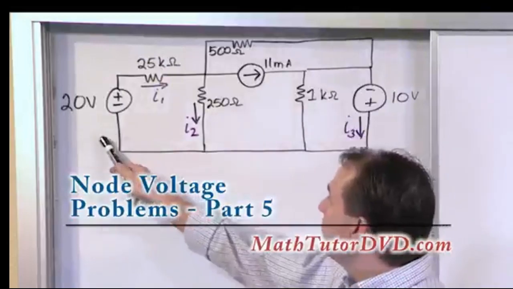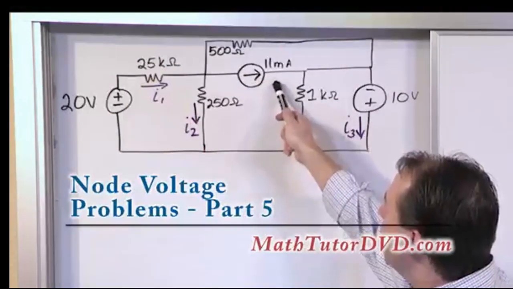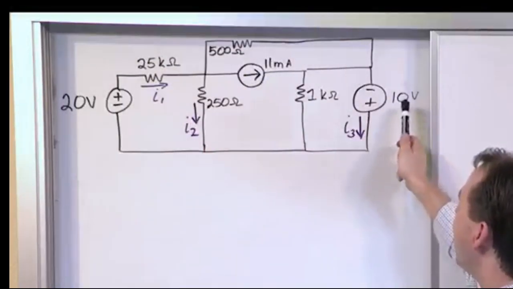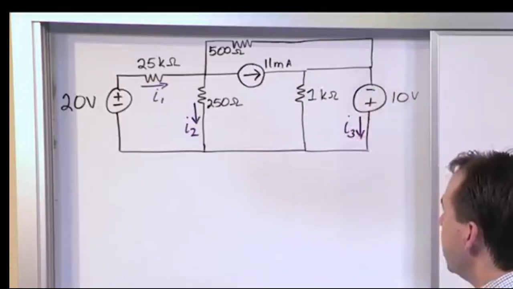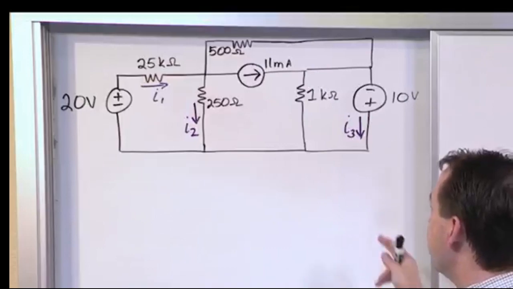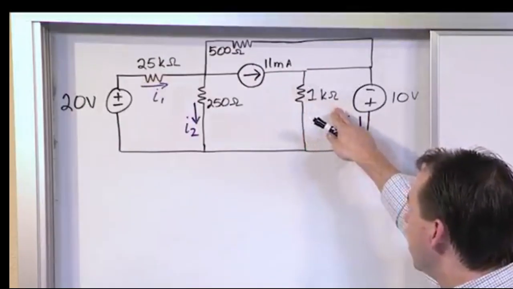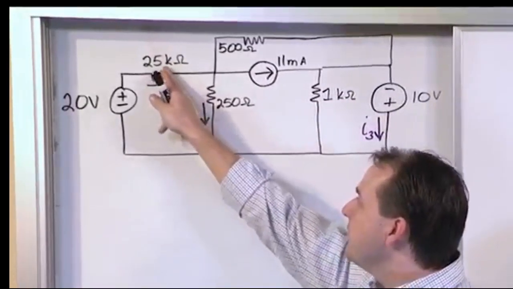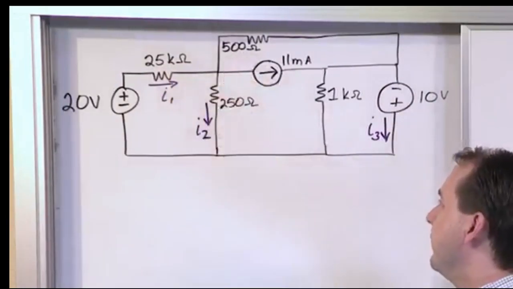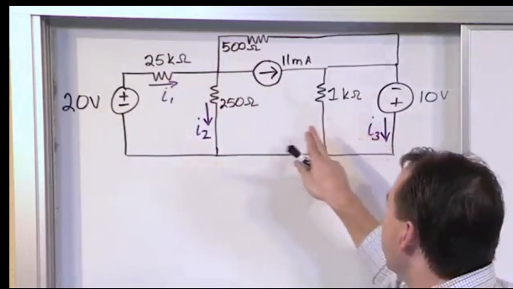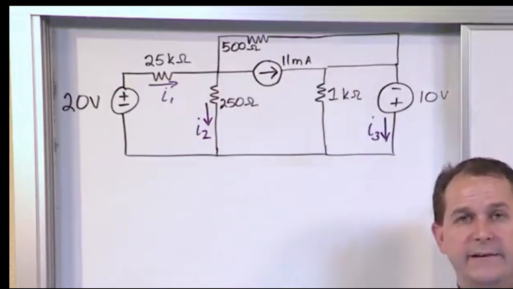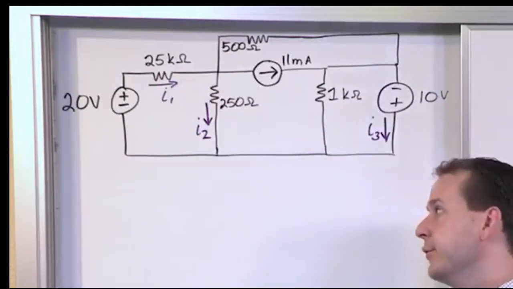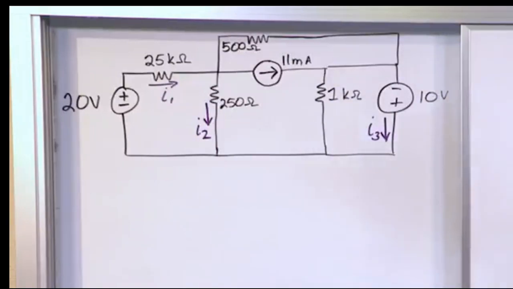So we have a 20 volt source, we have an 11 milliamp current source, we have a 10 volt source which is actually kind of backwards, so we have minus and plus. This problem also has larger resistors, so this is 1 kilo ohm, 1,000 ohms, here's 25,000 ohms, and some larger resistors here. Now we have already pre-labeled I1, I2, and I3, and this problem very simply states, let's calculate I1, I2, and I3. How do we find the currents there?